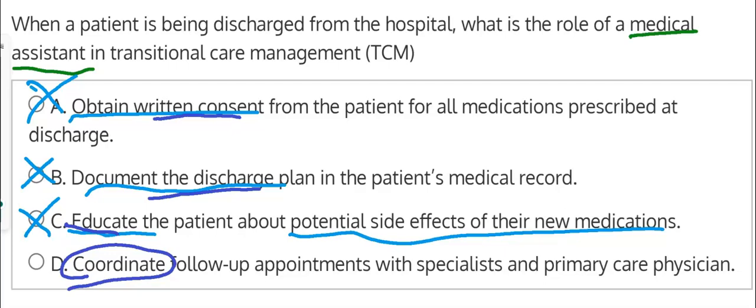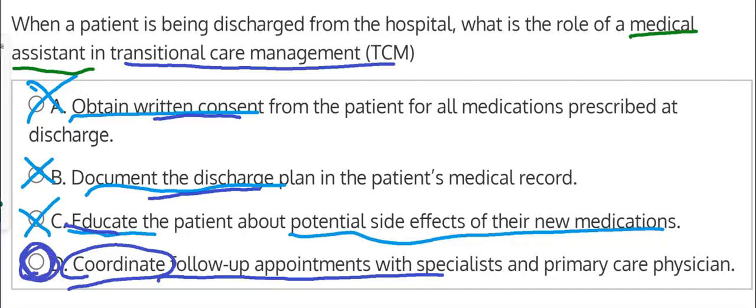However, coordinating care for the patient, and also the question is talking about transitional care here, and coordinating follow-up is involved in transitional care. Overall, this is just a good answer choice for this question within the scope of the medical assistant. So we will go with option D in this scenario.